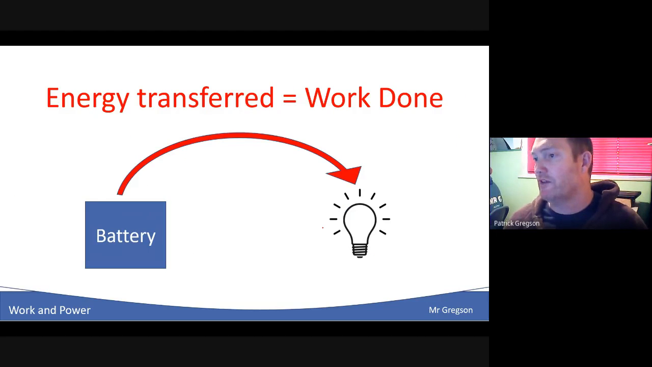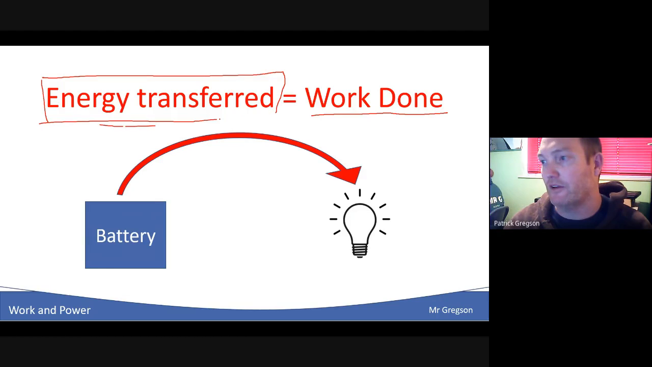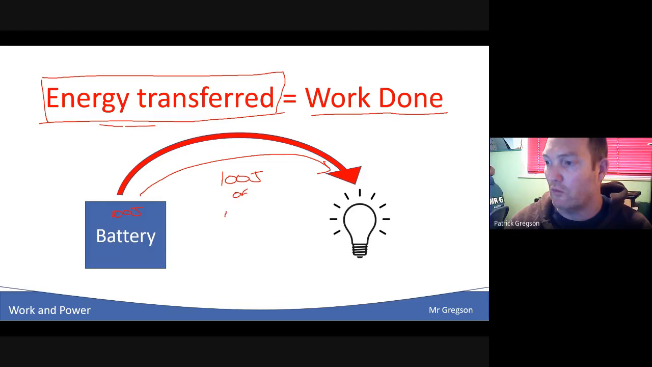Okay, so one of the big things here is a misconception with terminology. And often we'll see this in a question: work out how much work is done by the student. And all work done means is how much energy was transferred. So if I have 100 joules of energy in my battery, and it'd be chemical energy, and I transfer it into the light, then I have done 100 joules of work. Okay, so it's just a term that describes how much energy is transferred. It's a fairly common misconception.